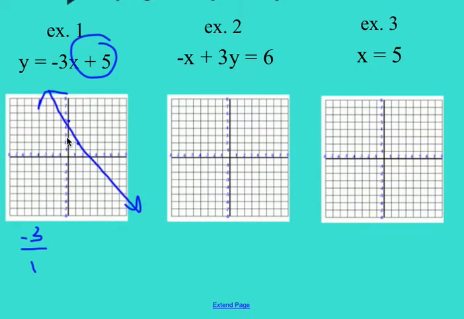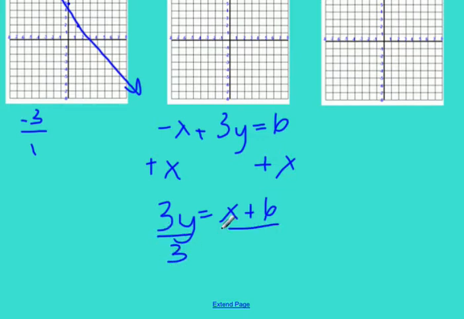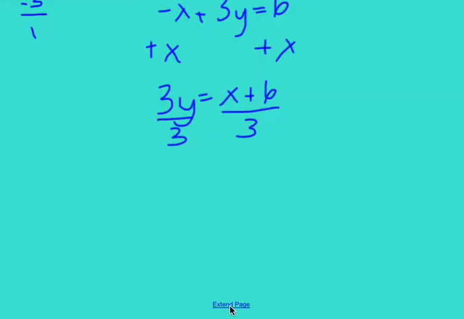Now remember, for problems like example number 2, you have to actually solve the equation for y in order to graph it. So since that's a negative x, the first thing I'm going to do is add x to both sides. And then I get 3y is equal to x plus 6. Now that 3 is being multiplied by the y, so to get rid of it, I'm going to divide both sides by 3. So then I get that y is equal to x divided by 3, which I'm going to actually write as 1/3 x, because that makes it a little easier to see the slope. And 6 divided by 3, which is 2.